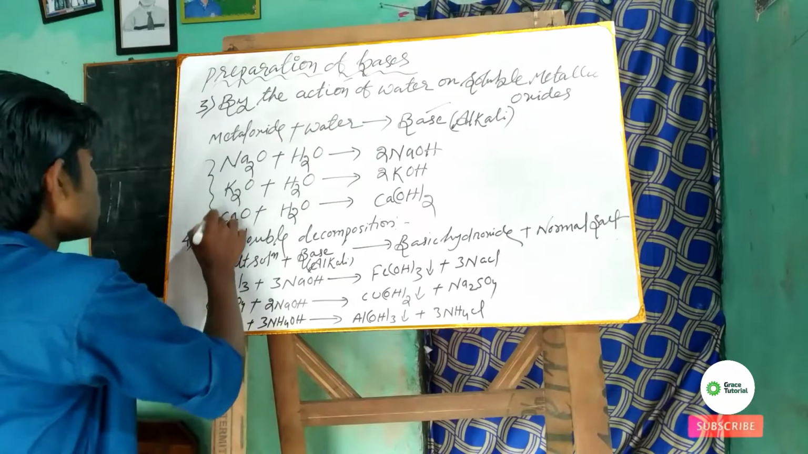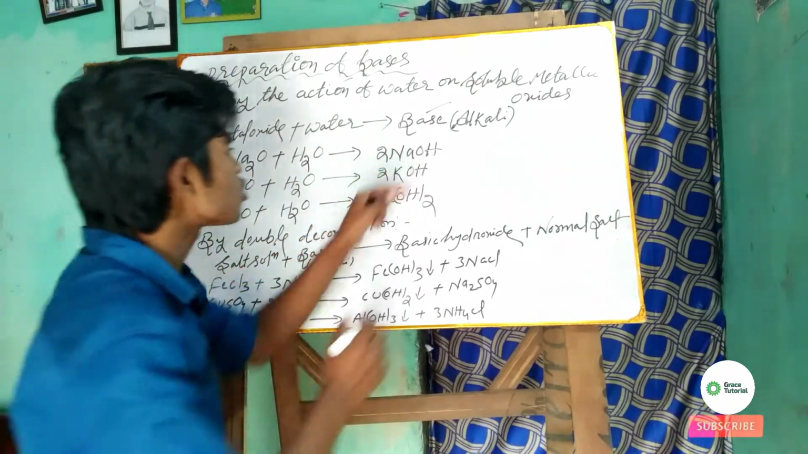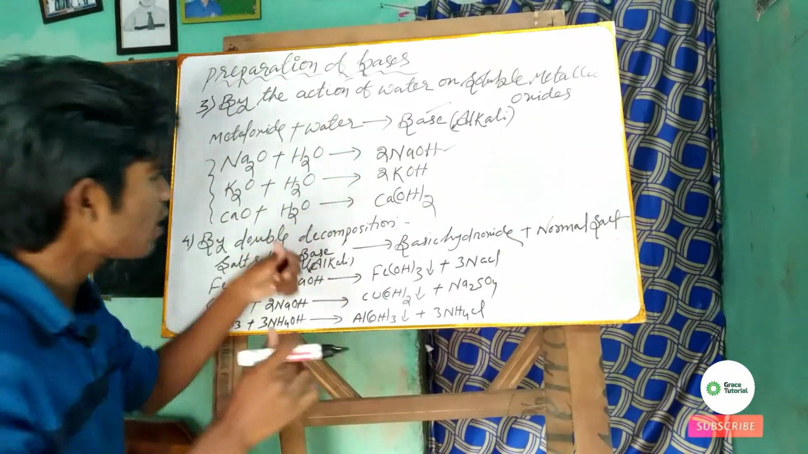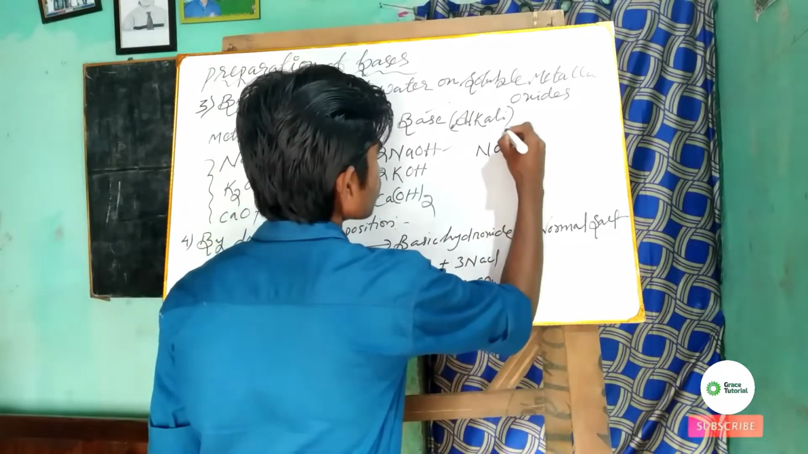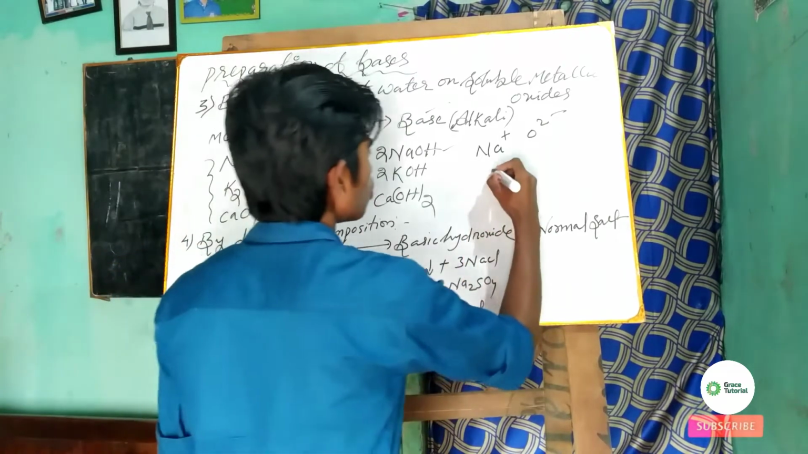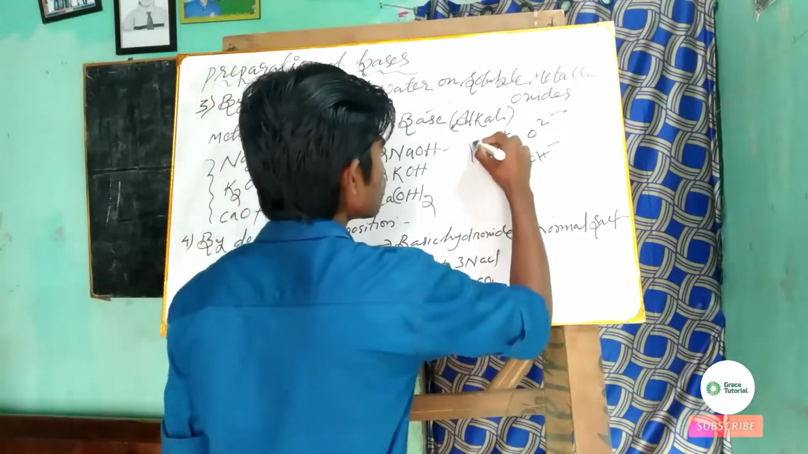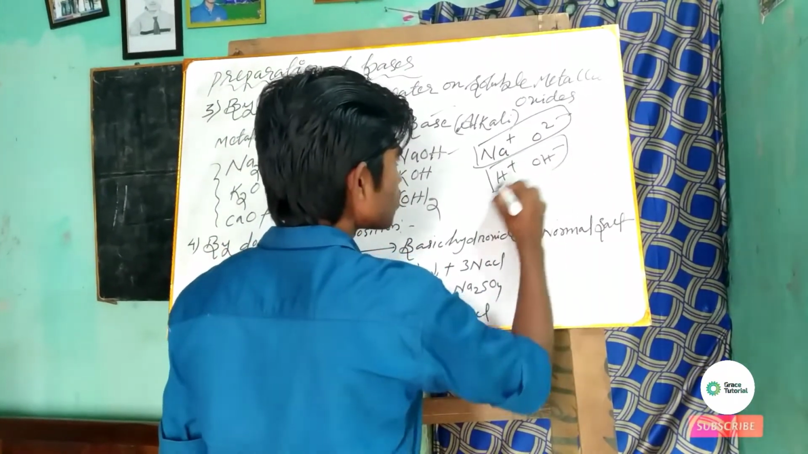Whenever the sodium oxide reacts with water molecule, what happens? The sodium hydroxide is obtained. How is the sodium hydroxide obtained? Let me write here. If you dissociate the sodium oxide, you will get Na+ and O2-. And if you dissociate this H2O, you will get H+ and OH-. So the positively charged part of this compound will react with the negatively charged part of this compound.